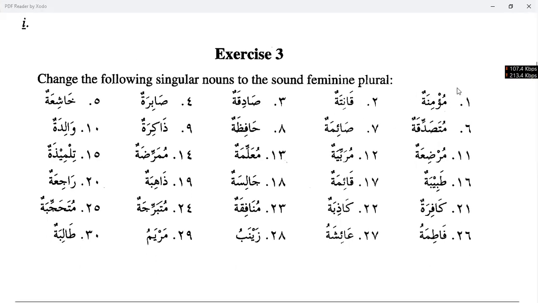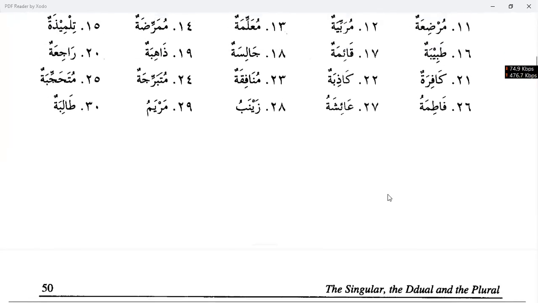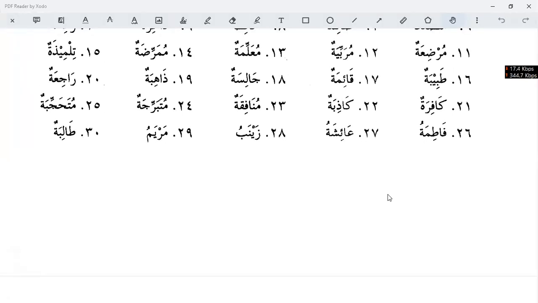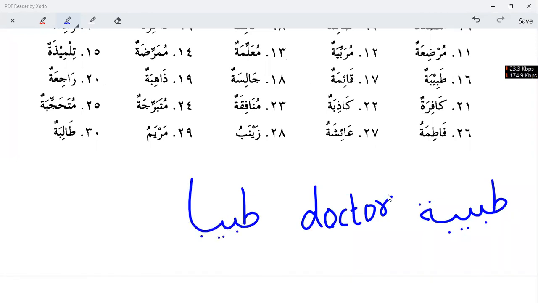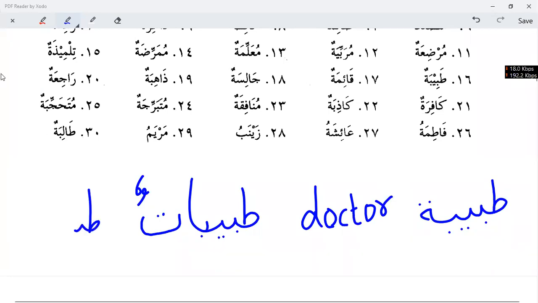So in this way you will do it. And also you will write the meaning of these singular nouns. Let me show you how you can do it. For example, you have the word Tabiba. First you will write the word Tabiba. Then you write its meaning, which is doctor. Of course, it is female doctor. Then you write its plural, tabibatun. Then you will write its mansub and majrur form, which is tabibatin. In this way, you will make four columns.